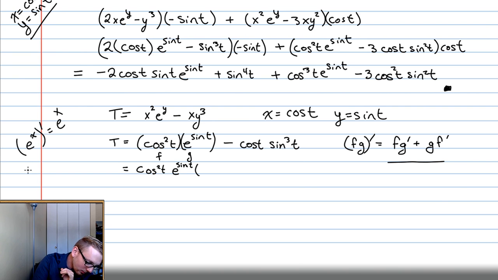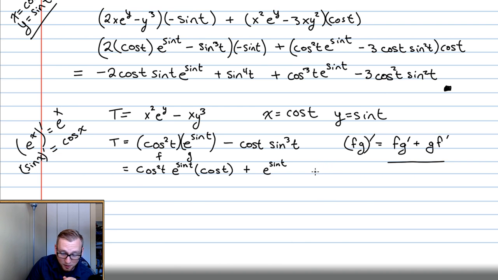So we need the derivative of sine, and the derivative of sine is cosine. So there's our first part. Now we need the second part. G, which will be the same, e to the sine t.